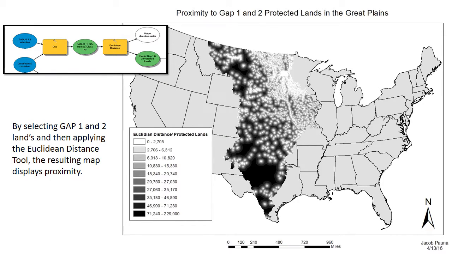The next variable I used was protected lands, but I focused on Gap 1 and 2 lands, which are protected lands that are fully protected and not open for extraction. So this map was created by using the Euclidean distance tool on these protected lands, and the resulting map shows proximity to these areas. When restoring Great Plains areas, expanding upon existing protected areas may prove a more viable option.